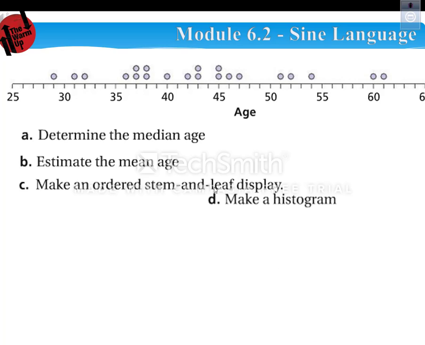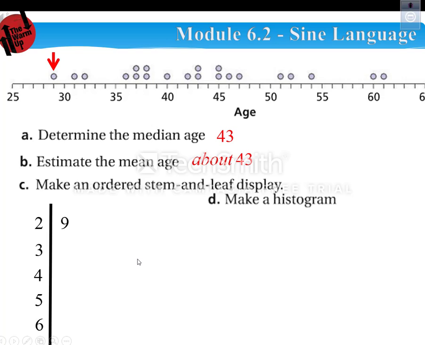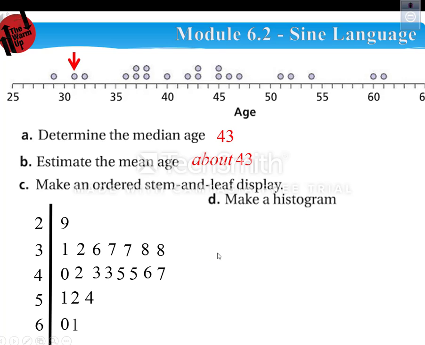So what I got for the median, if you just start from either end and work in, median age is 43, and then after you establish the mean, it's about 43. And then when it comes to the stem and leaf, we put all the initial values, the tens place, and then see this number right here. This represents a 29, so we're going to put a 9 like this. There's no other numbers, so then we're going to move on to the 30s and then start incorporating all of those numbers in there. Then the 40s, then the 50s, and 60.